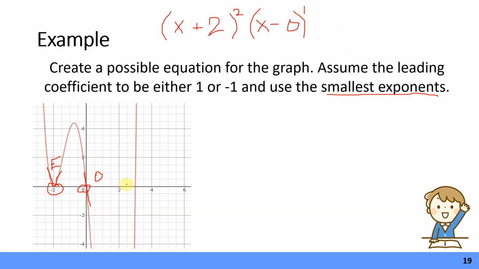Now, let's keep on going. We have another x-intercept right here at 3. So remember, you always do the opposite. It's a positive 3, so I'm going to have a negative 3.